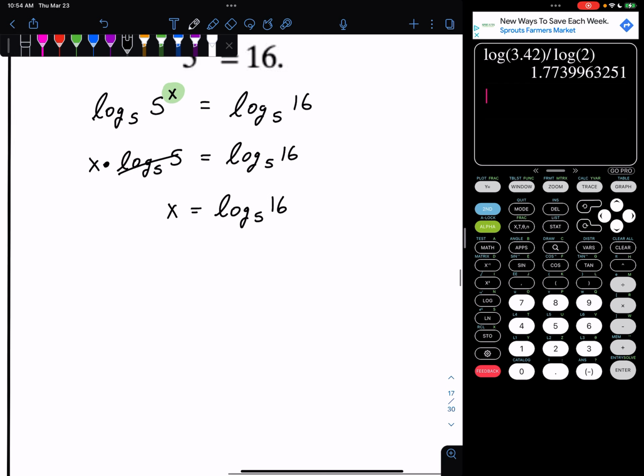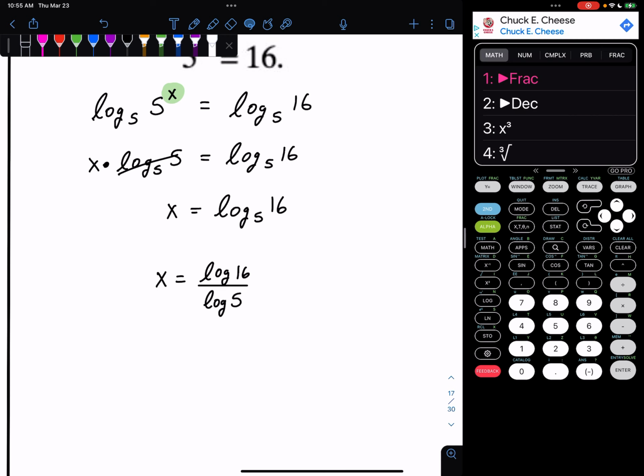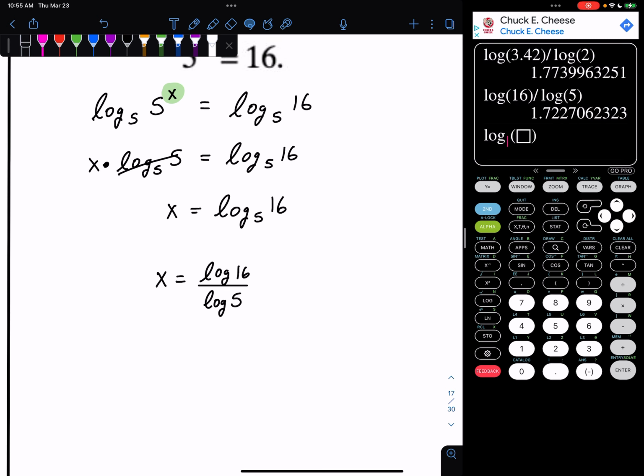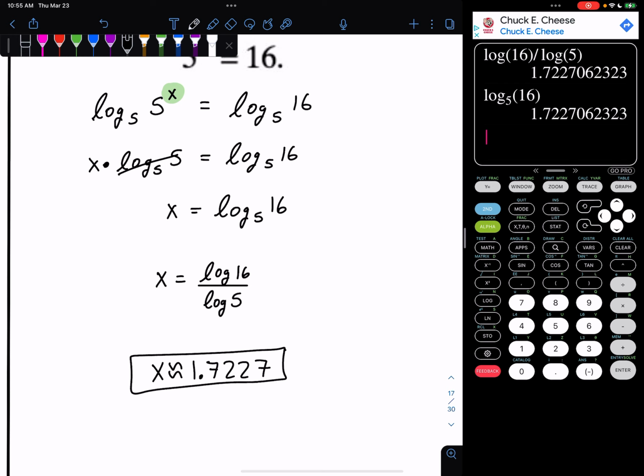This we can do in the calculator. Your calculator actually can handle it as it is. You can also write it in the change of base format, which is to put the logs on top like this. So if I were to do log of 16 divided by log 5, and if I were to do math, scroll all the way to the bottom, log base 5 of 16, I should get the same number. There it is. So x is approximately 1.7227. So this is the same answer.